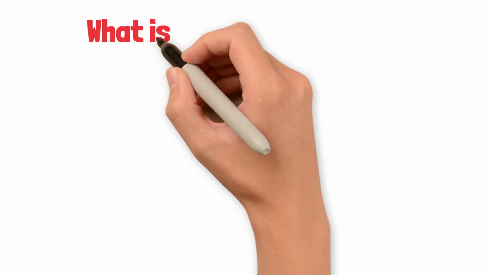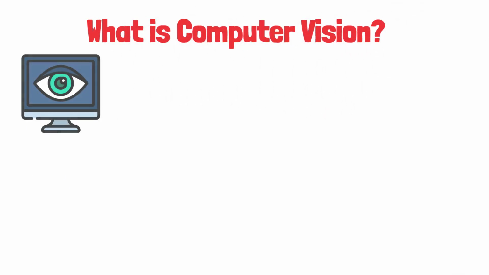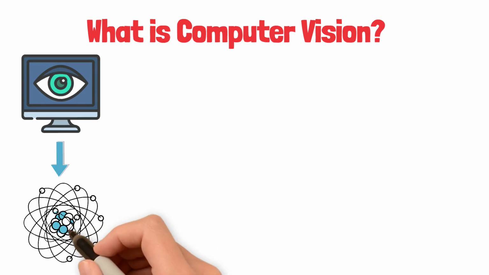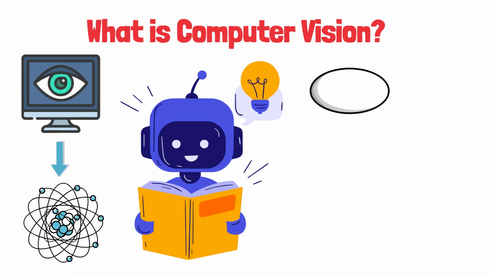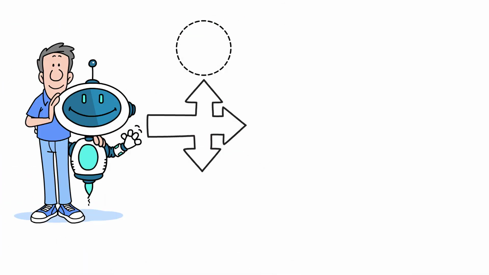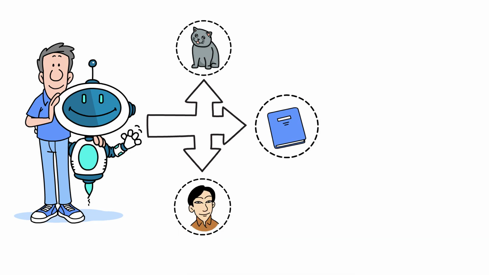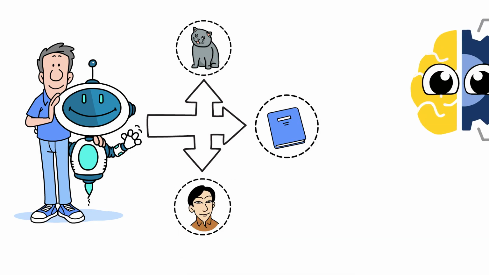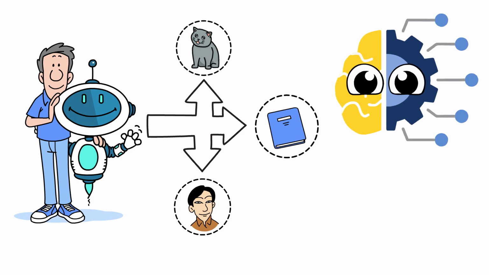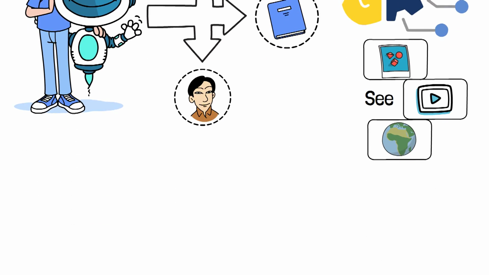What is computer vision? Let's start with a famous definition. Computer vision is a field of computer science that teaches machines how to see and understand the world like humans do. Imagine teaching a computer how to see a cat, read a book cover, or recognize your face. That's what computer vision is all about. It's like giving eyes and a brain to a machine so it can see pictures, videos, and the world, and also understand what it's looking at.